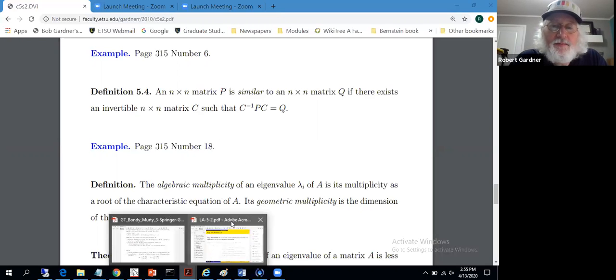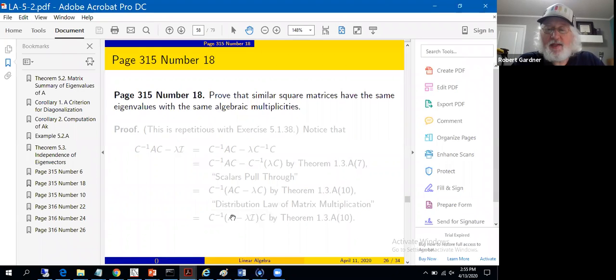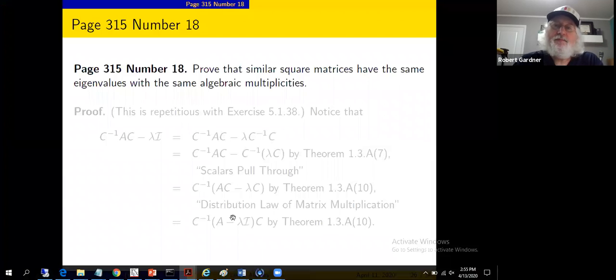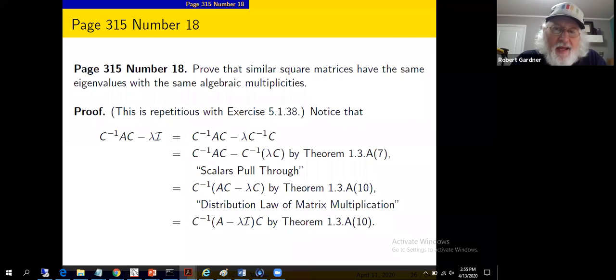Specifically, number 18 says, prove that similar square matrices have the same eigenvalues with the same algebraic multiplicities. And we talked about algebraic multiplicities as a topic from high school algebra or from pre-calculus. And we talked about exercise 5.1, number 38 at some point. This is awfully similar to that.